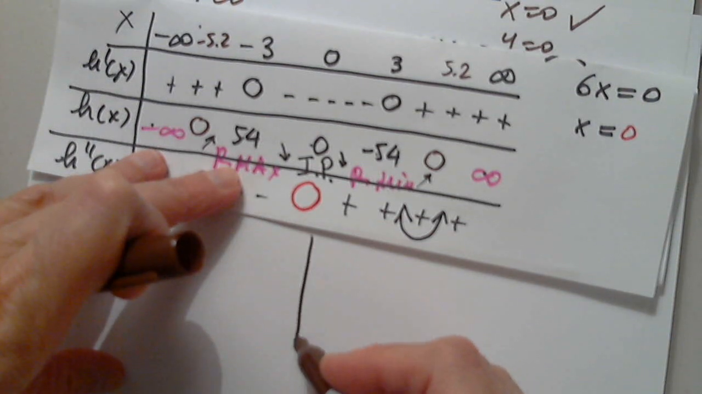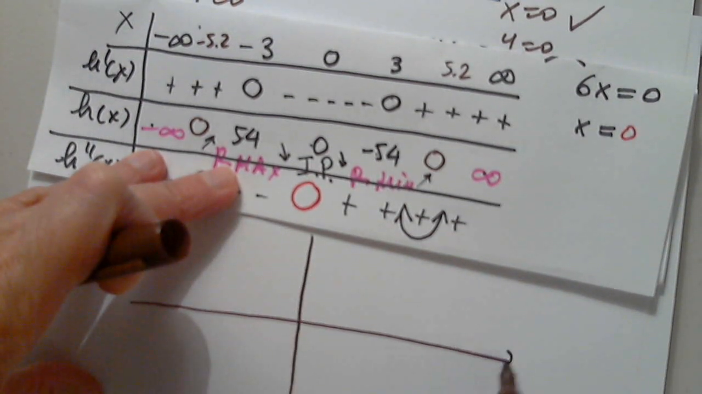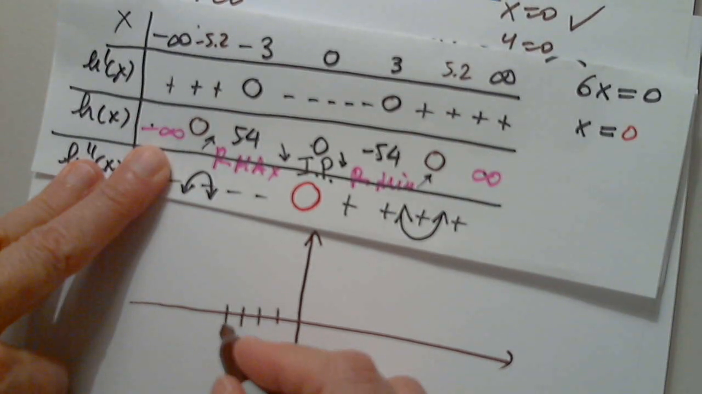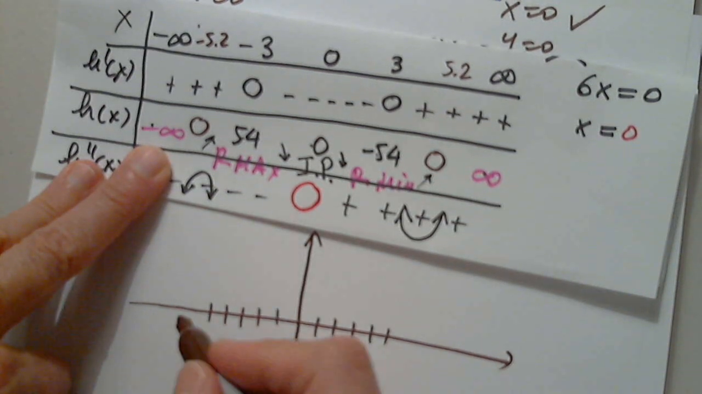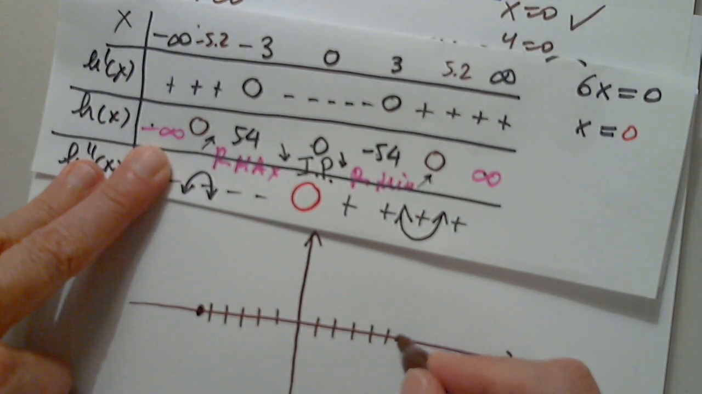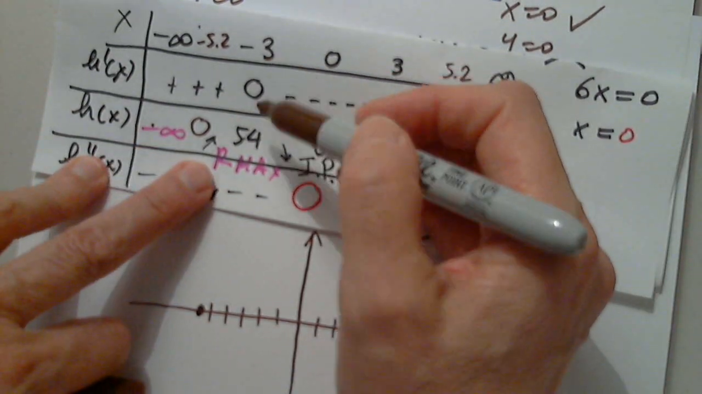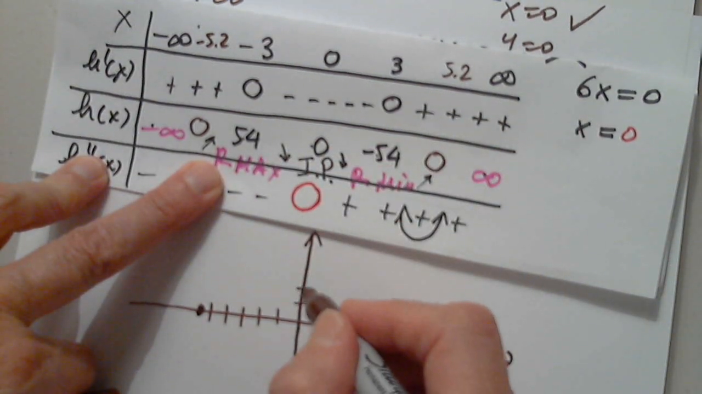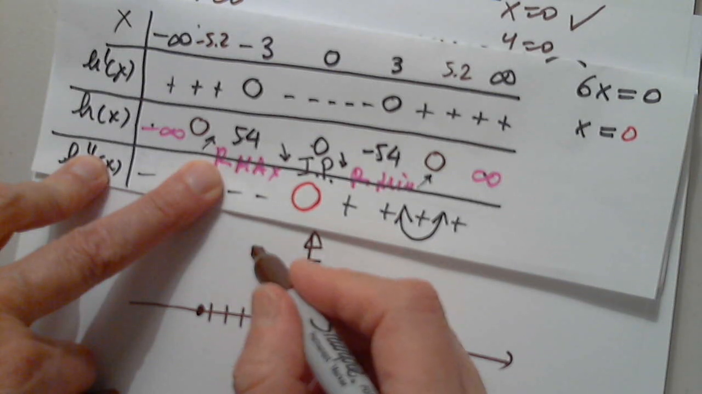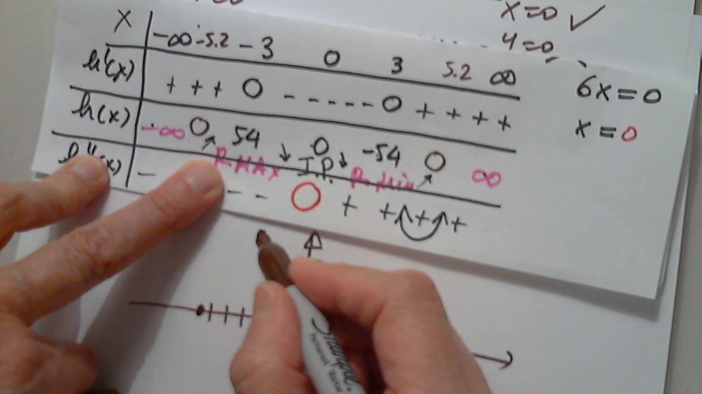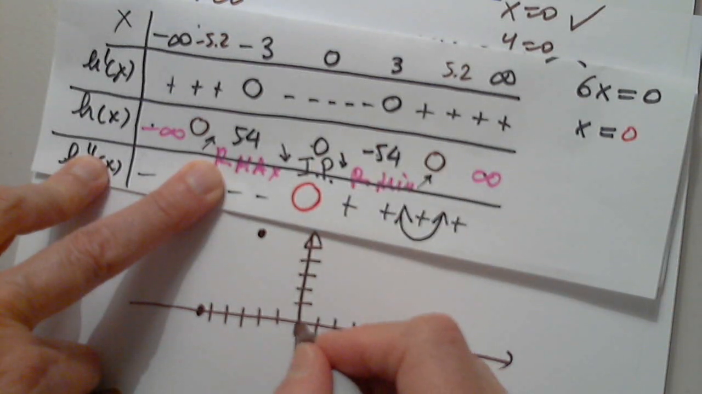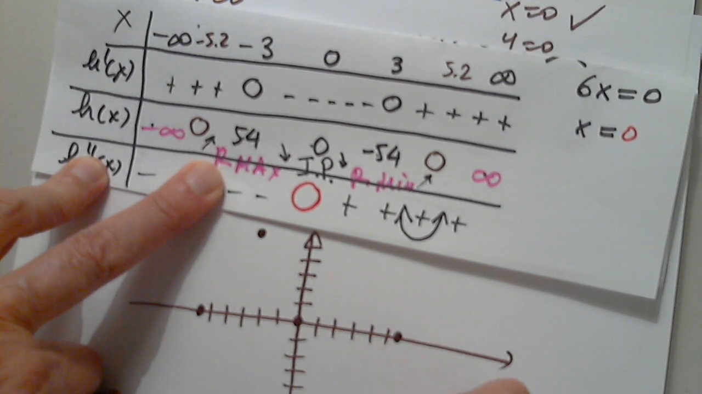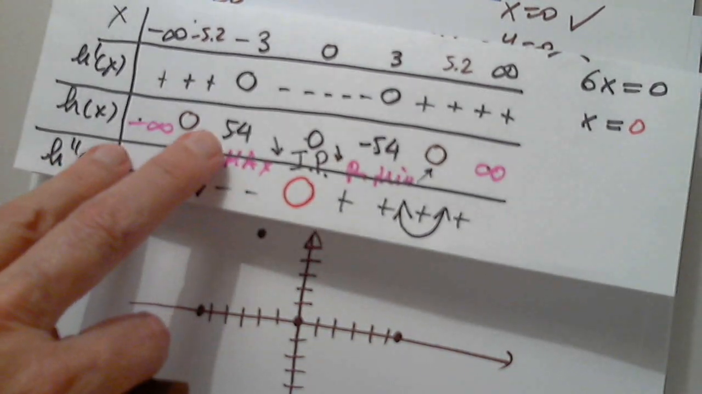So here it is. First, I start with the points that I have. Negative 5.2, 0. 1, 2, 3, 4, 5. And the other one. Then I have negative 3, 54. So this is negative 3 here. 54, I'm going to say 10, 20, 30, 40, 50. 54. Then 0, 0. Then 3, negative 54. And that's all I have.